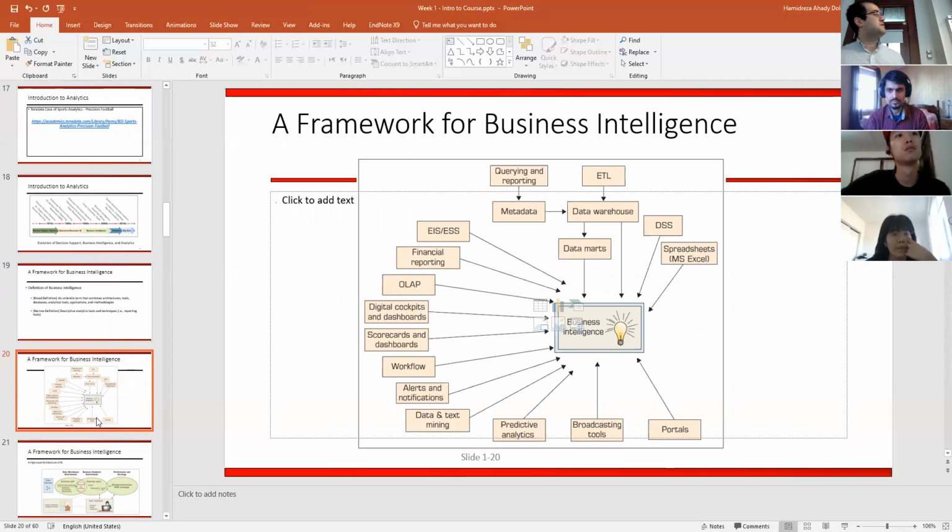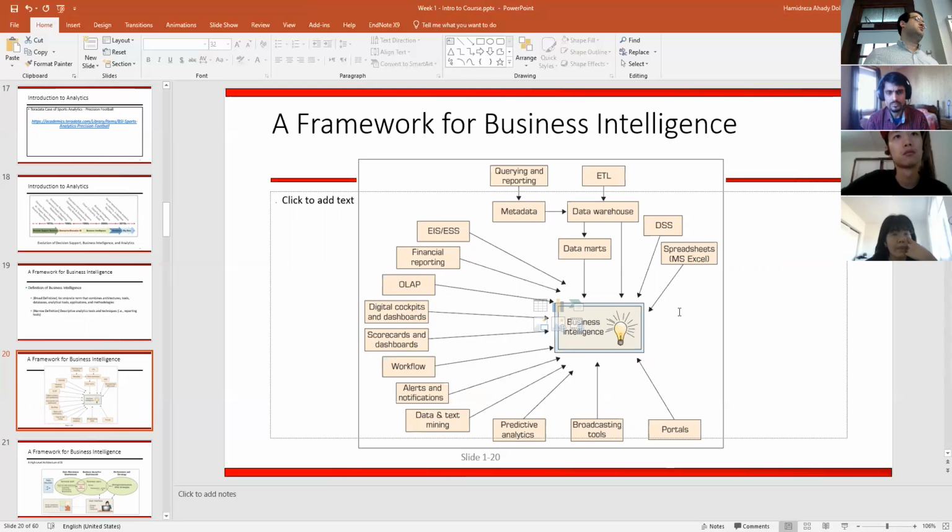This is a larger figure about the business intelligence concept. It's actually a very large concept. It's everything from managing your data to doing predictive and prescriptive analytics. You can even add more squares, but these are the general topics under the business intelligence umbrella.